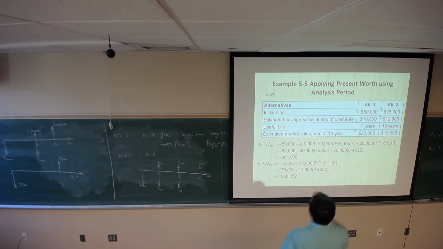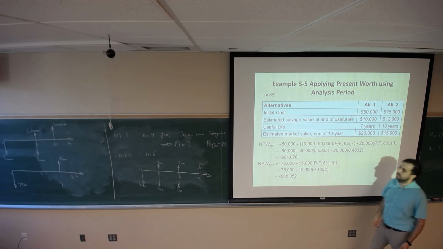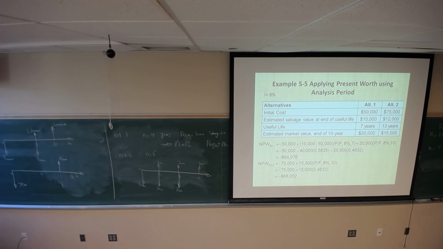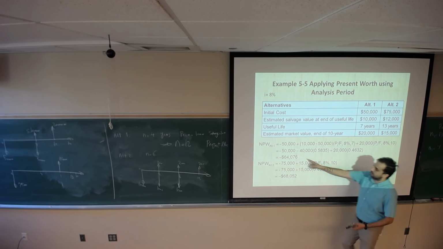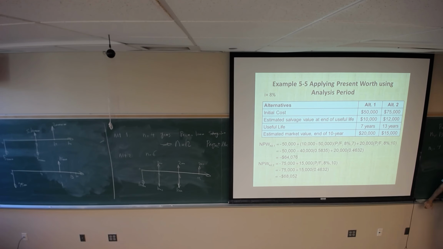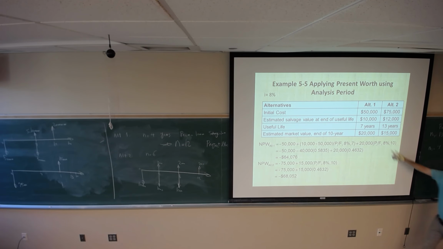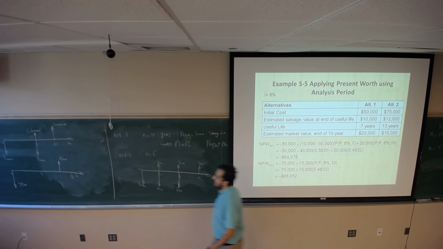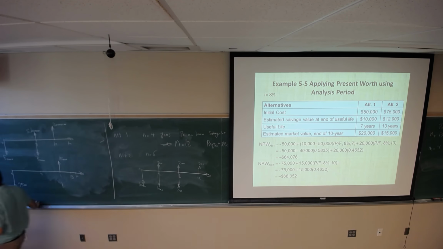And then compare these two, and go with the alternative with the greater net present worth. In this case, it's going to be alternative 1. So you prefer to purchase alternative 1 and replace it after 7 years, and then the project life is going to be 10 years. Good? All right. Any question on this?